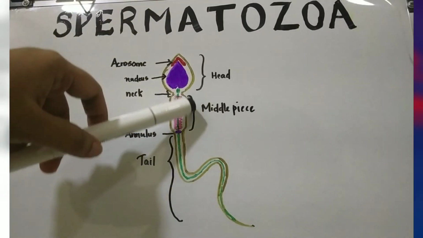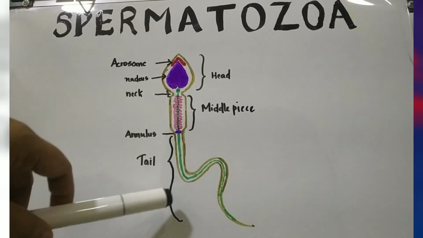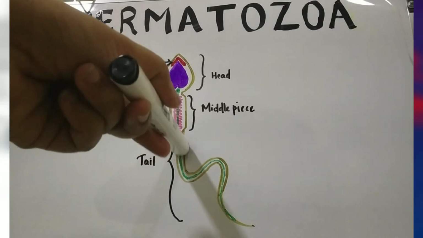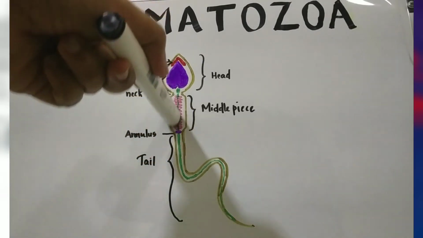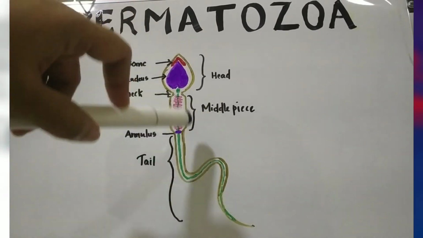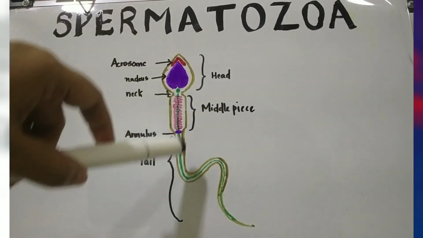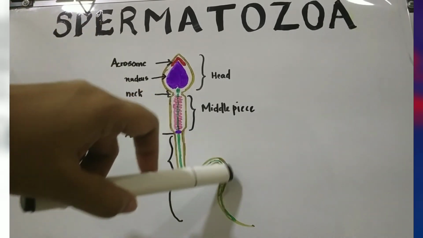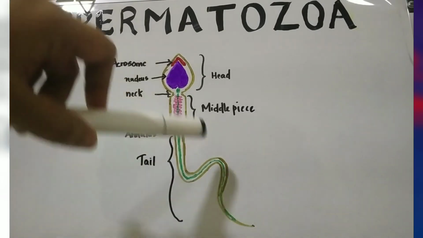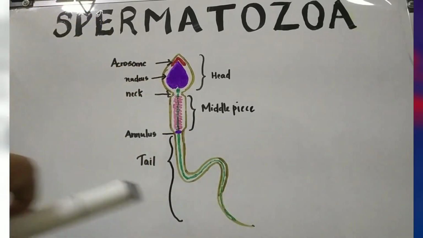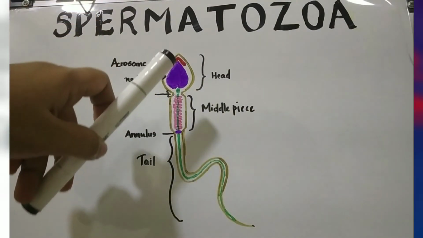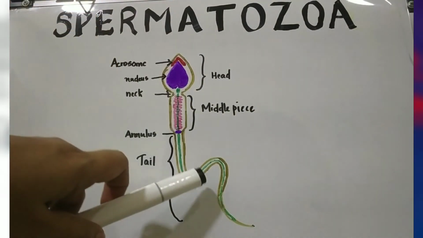At the portion where the middle piece joins with the tail, the axial filament passes through a ring called the annulus. So this is the ring. And the next portion is the tail or the principal piece, and it contains only the axial filament and it lacks mitochondria. So this is the structure of a spermatozoa. It has a head, neck, middle piece and also a tail.